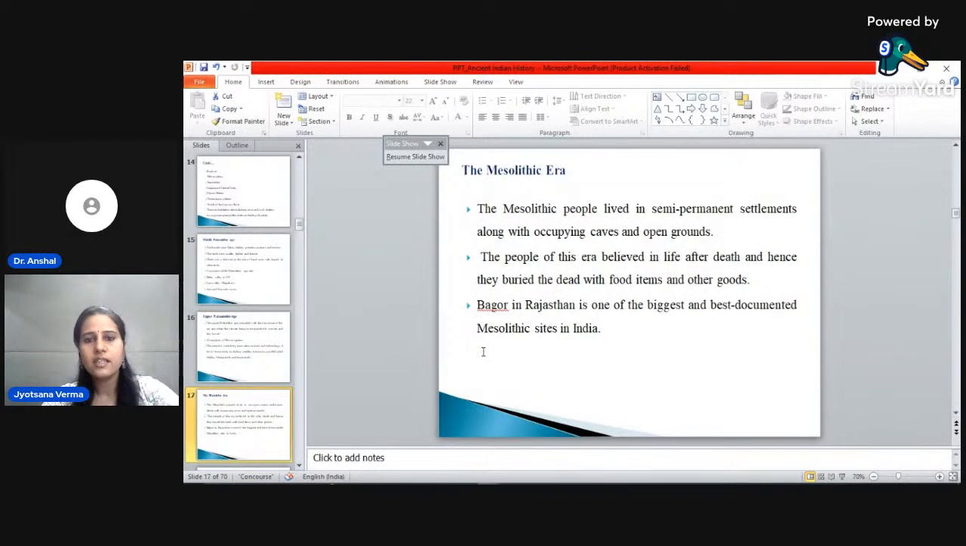Now the Mesolithic age. In this era, people lived in semi-permanent settlements, occupying caves and open ground. The people of this era believed in life after death, and therefore they buried the dead with food items and other goods. Bagor in Rajasthan is one of the biggest Mesolithic sites in India.